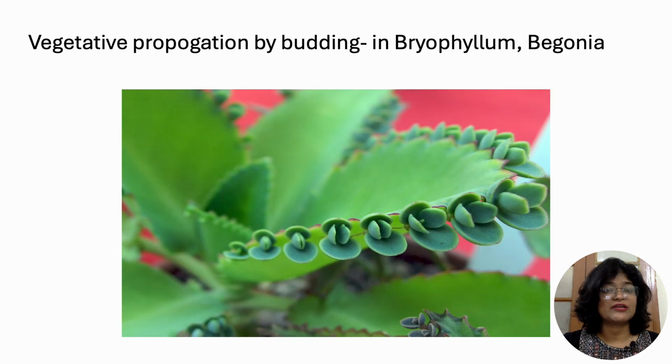Vegetative propagation is by budding in plants like Bryophyllum and Begonia. There are buds that arise on the margin of the leaf and these fall and become the new plant.